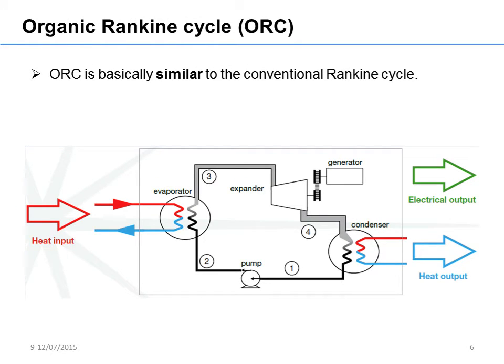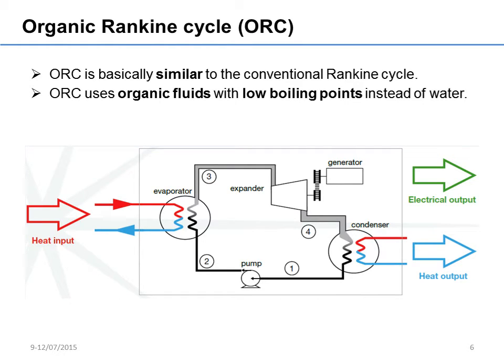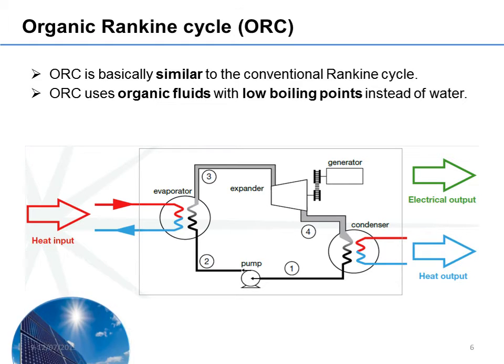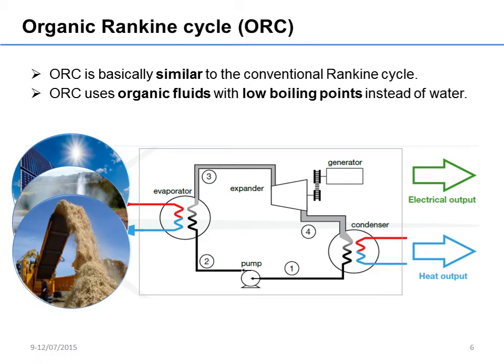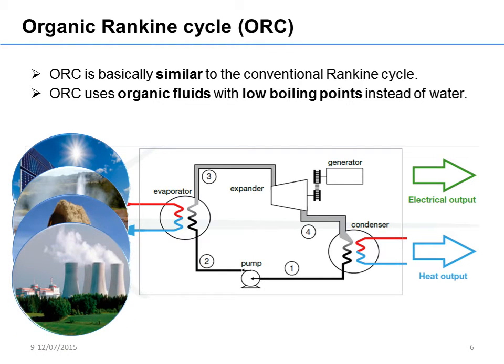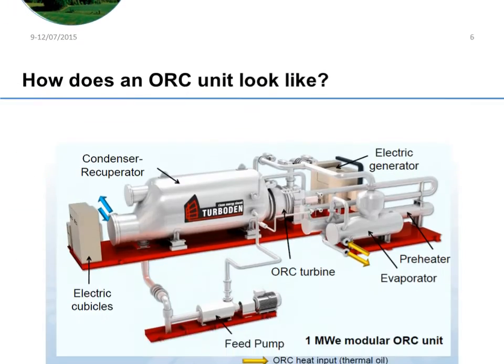Organic Rankine cycle is basically similar to the conventional Rankine cycle, which is a thermodynamic cycle converting thermal energy to mechanical energy. The main difference is using organic fluids instead of water. These fluids have low boiling points, which allow exploiting energy from low temperature heat sources, such as solar, geothermal, biomass, or waste heat from industrial processes.